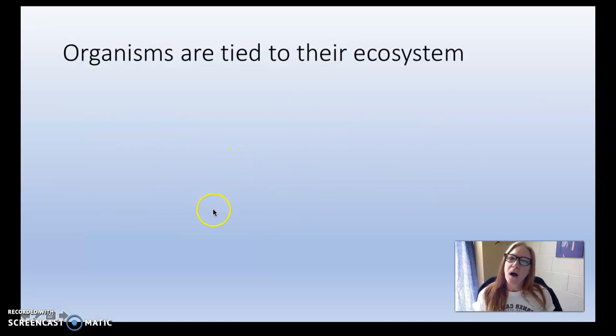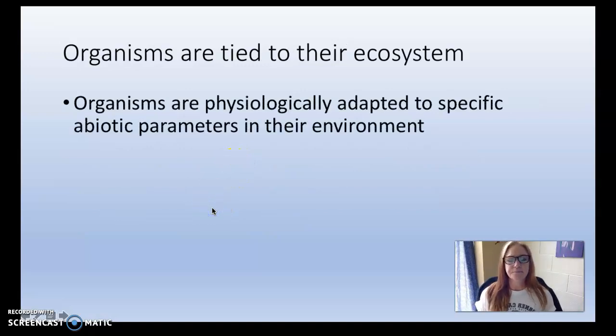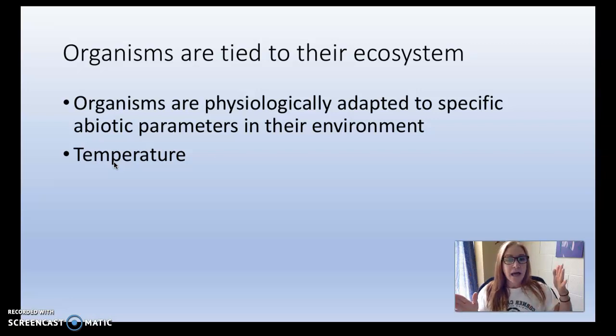Okay, so how are organisms tied to their ecosystem? Organisms are physiologically adapted to their environment's abiotic structure. That's where they are supposed to be. And they rely on having a consistent range of temperature. It's not that it has to be the same temperature all the time, but they are adapted to exist at a certain low temperature and a certain high temperature, and there is a range within there.